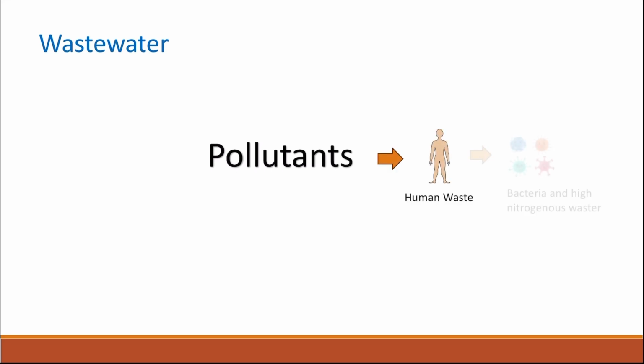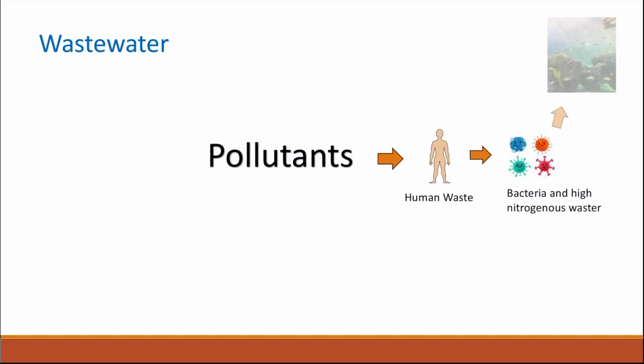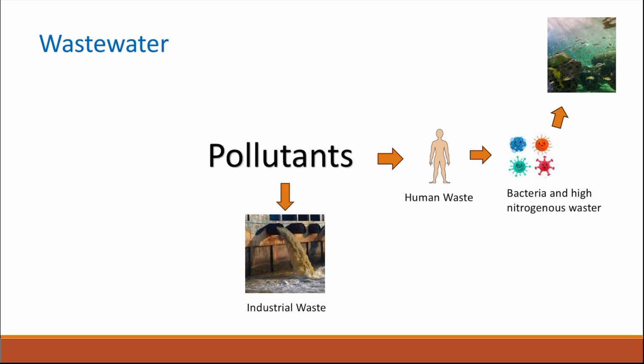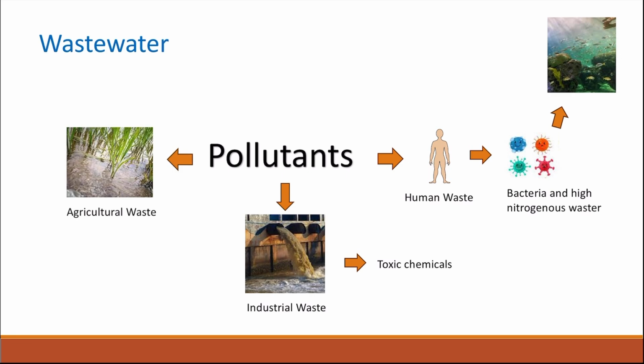First, there is human waste, which contains bacteria and high nitrogenous waste, and this waste can be very toxic to the aquatic ecosystem. For industrial waste, the main problem is that it contains toxic chemicals, while agricultural waste can contain pesticides and fertilizers, which also disturb the ecosystem.